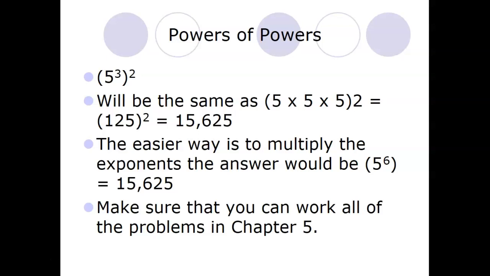All right, so powers of powers. Now, this one actually will probably be used at least a little bit with some of the things we do. So 5 cubed, squared, would be the same as 5 times 5 times 5, squared. I don't know why that's such a big 2. I think that was supposed to be an exponent. But 125 squared gives you 15,625. The easier way is to multiply the exponents, and the answer would be 5 to the 6th. Okay.